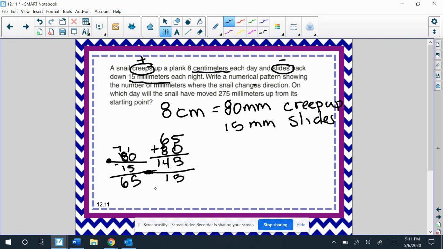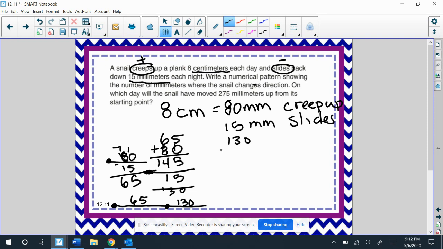All right, let's see what day 2 ended up as. This is not looking very neat, so I'm going to actually write it down here and do my equations up there. By day 1, he was 65. By day 2, he made it 130. Okay, well, I'm going to do day 3. 130, and he creeps up 80 and slides down 15. Go ahead and give that a try now.